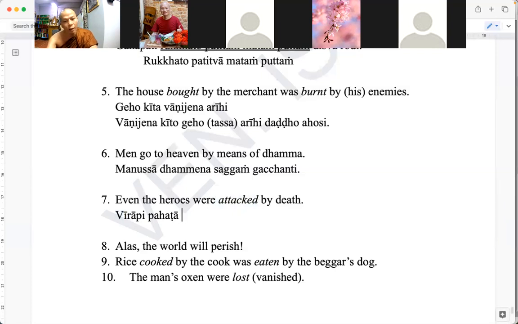So pahatā. And then here 'were': ahesuṃ. So vīrā api pahatā ahesuṃ. And then by death, that is the agent, that means maccu, so instrumental case maccunā. So vīrā api maccunā pahatā ahesuṃ. Vīrā api maccunā pahatā ahesuṃ.